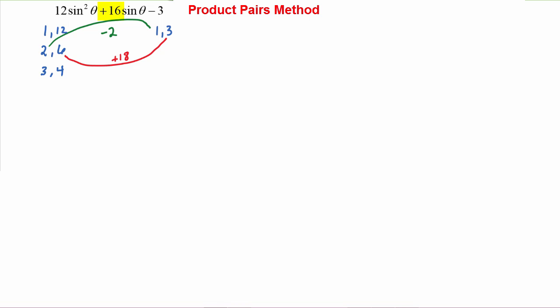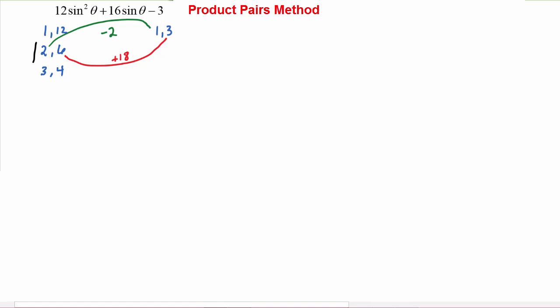Now in this next expression, the factors of 12 will be 1 and 12, 2 and 6, 3 and 4. The factors of 3 will be 1 and 3. The 3 is negative, so once again we're going to be looking for the differences between. And we need the difference between the product pairs to be positive 16. Now in this case, it's going to work out that if we take 6 times 3, we can get a positive 18. And if we take 2 times 1, we could make that a negative 2. And 18 minus 2 would give us our positive 16.